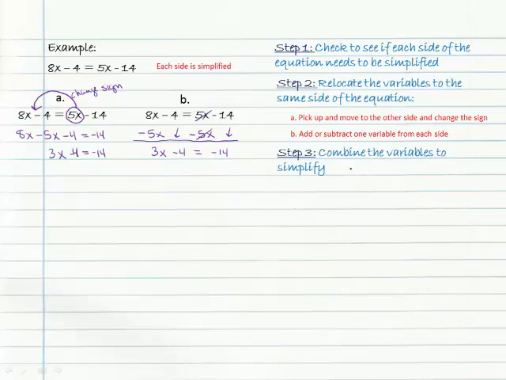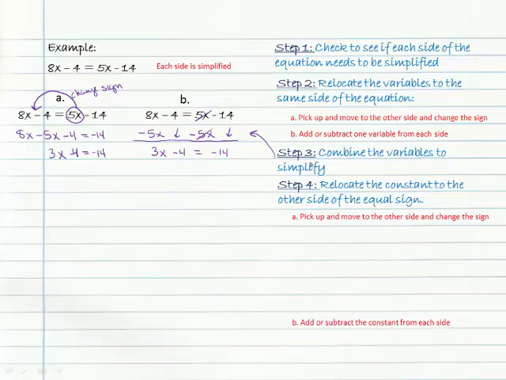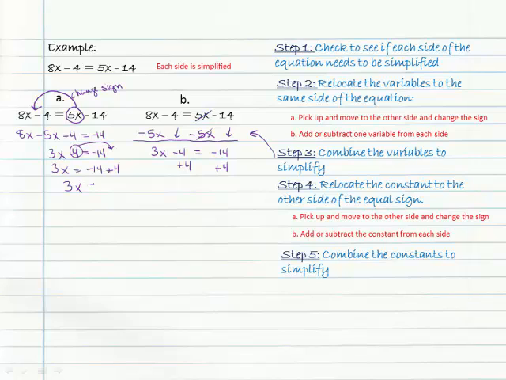After I've moved the variables, I combine to simplify. That's what I did on this step here, on this row. Then I relocate the constant, which again I can pick up and move, or I can add or subtract. So if I pick it up and move it, I'm going to pick this up, and over here I'll have 3x is equal to negative 14 plus 4. Or I can add 4 to both sides, like that. In either situation, I will get 3x is equal to negative 10.